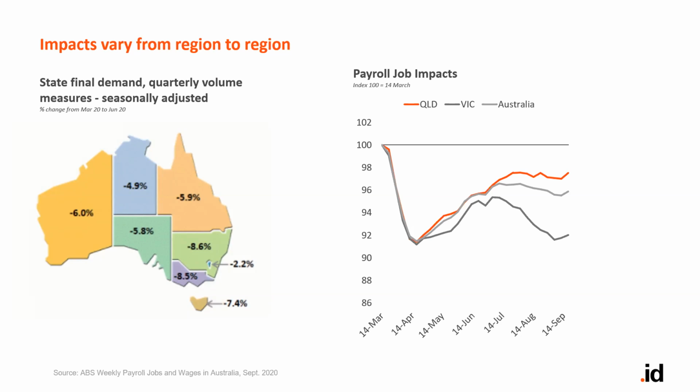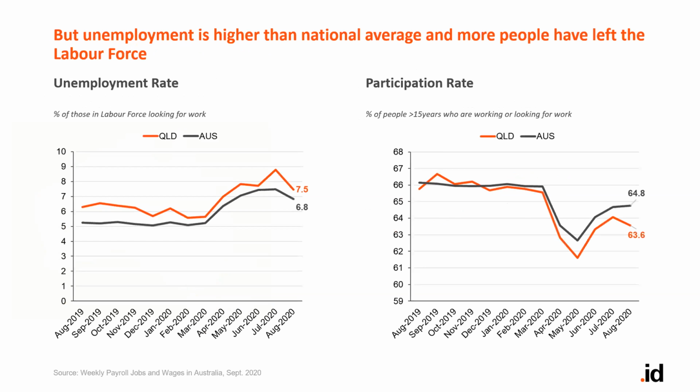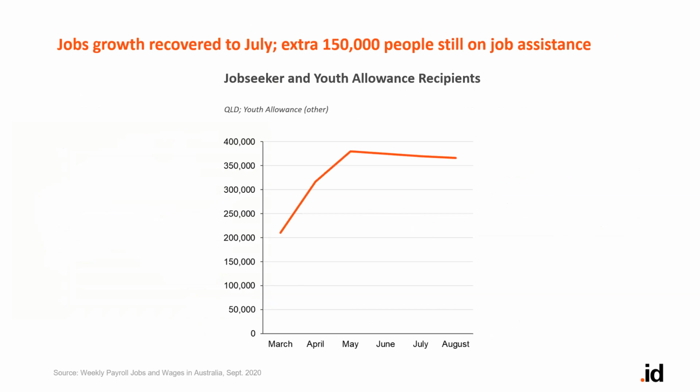We can see our payroll job impacts, and this is out to September. You can see Queensland's recovery is very strong compared to Victoria. Okay, and that has some nice implications for our state. But our unemployment is higher than the national average, and our participation rate has also fallen more than the rest of Australia. That's typical of Queensland. We tend to find that our participation rate is a lot lower than the other states, but we also tend to withdraw from the market a lot quicker when we see a recession, partly due to being a lifestyle economy. Our jobs growth has recovered to July, but we still have an extra 150,000 people currently on job seeker in Queensland.